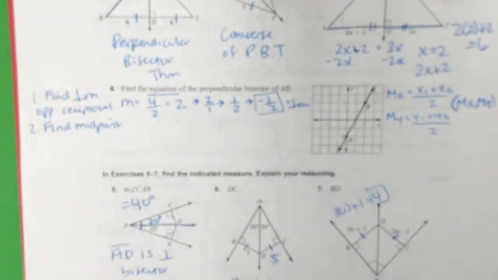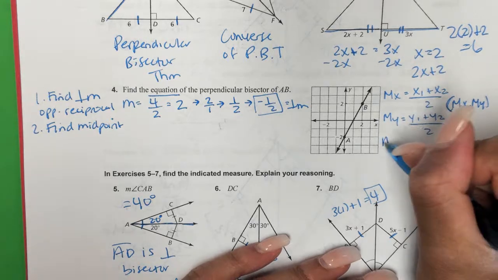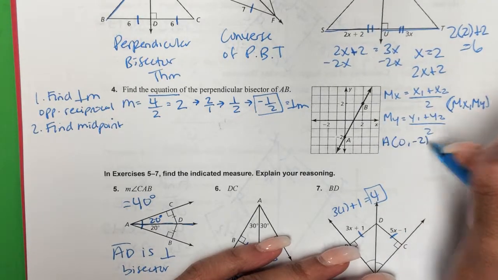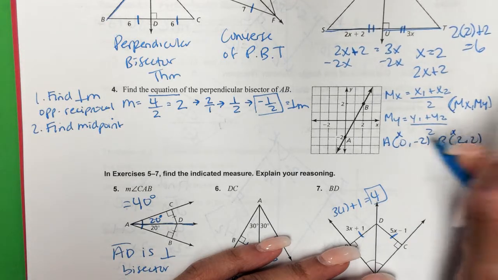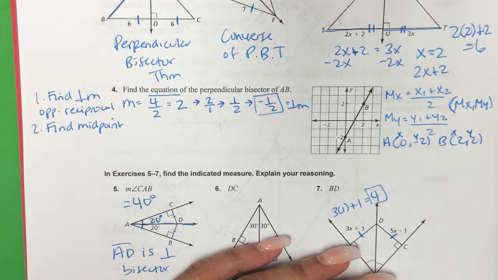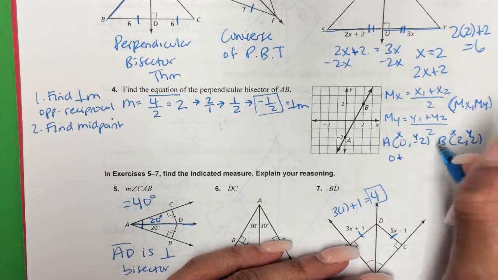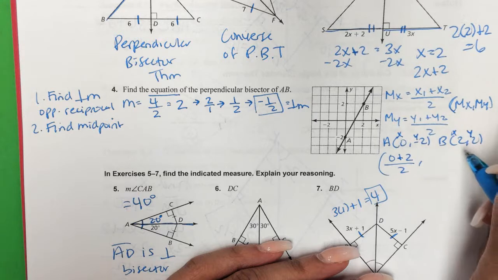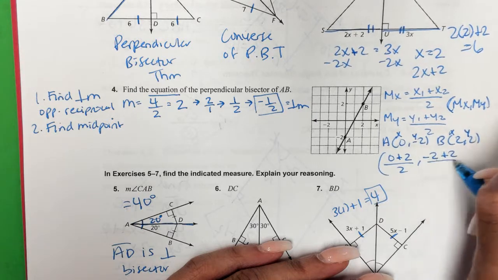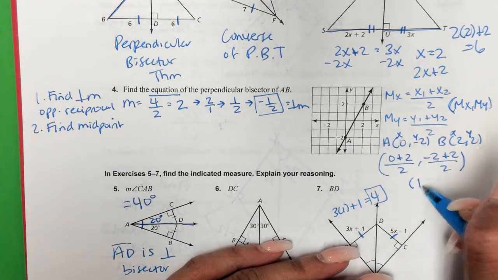So we're going to do the same thing with A and B. So A is at point 0, negative 2, and B is at 2, 2. So make sure you label your x's and y's. So let's do mx. So x1 is 0 plus x2, which is 2, all over 2. And I'm adding my y's together, so negative 2 plus 2 all over 2. So I end up with 2 over 2, which is 1.